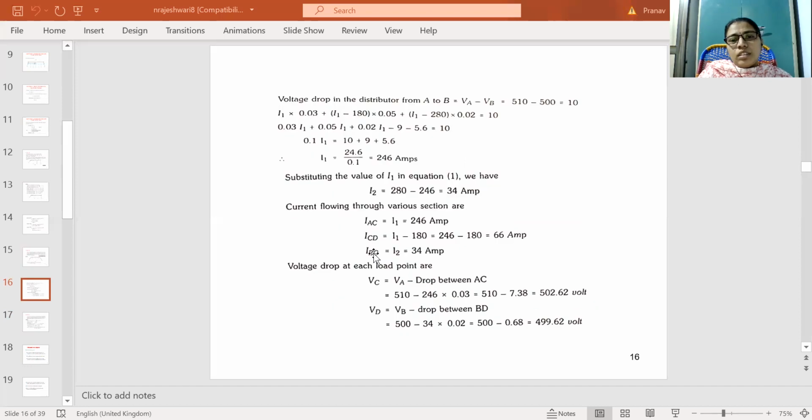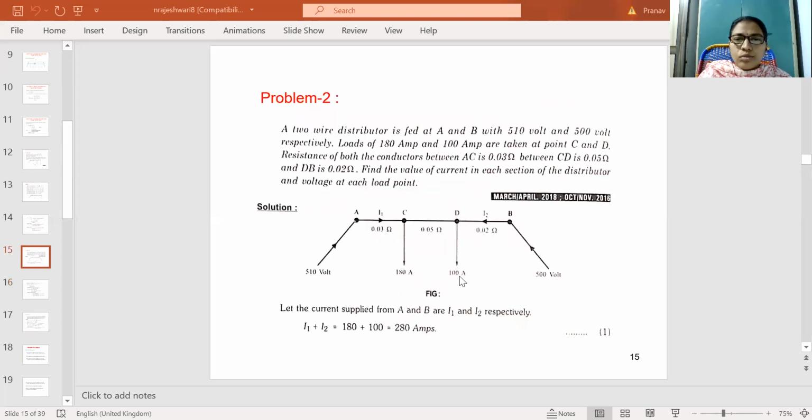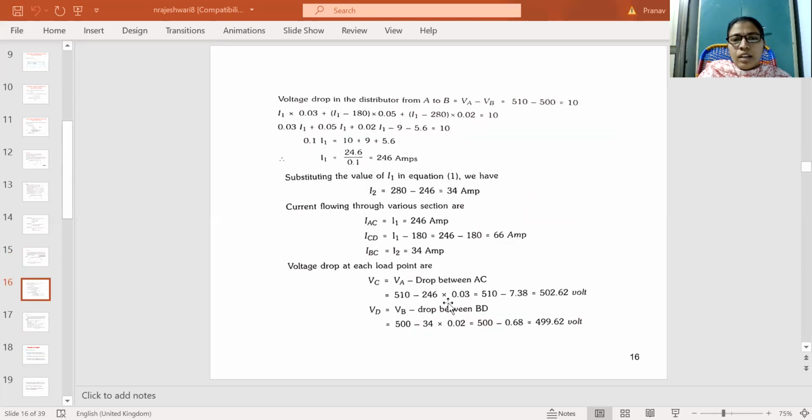And coming to VC and VD, these are the voltage drops at these two points C and D. So the current in each section will be I1 and I2, that is IAC, ICD, and IBC.